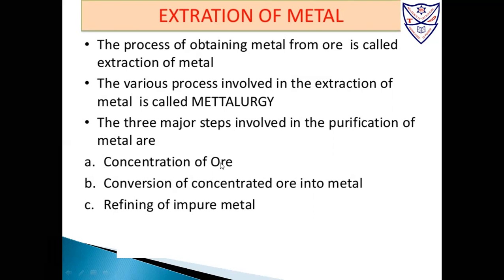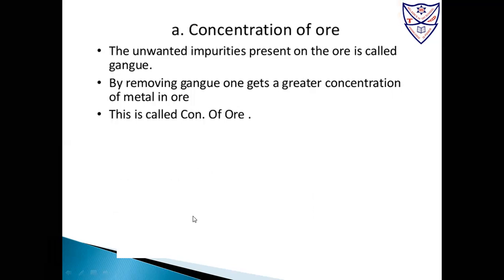Again, concentration of the ore, conversion of the concentrated ore into metal, and the third one is the refining of the impure metal. So in the first one, concentration of the ore, how will we do that? The unwanted impurities present in the ore are called gangue. As you know, we have studied sand, soil and other impurities are called gangue. By removing gangue, one gets a greater concentration of metal in the ore. This is called concentration of ore.